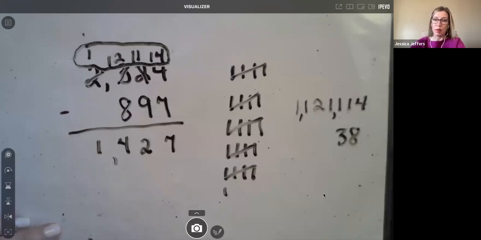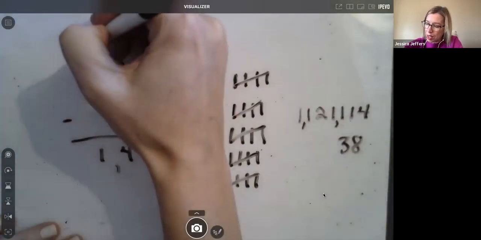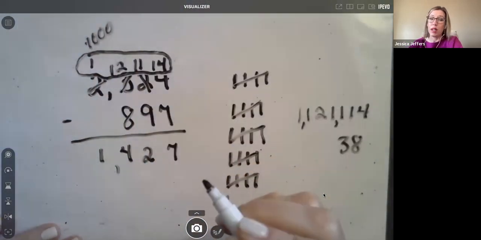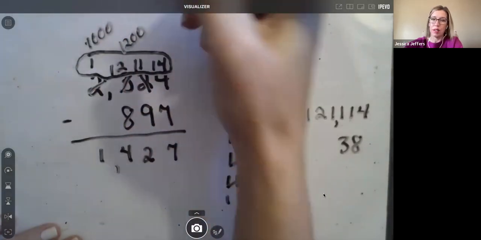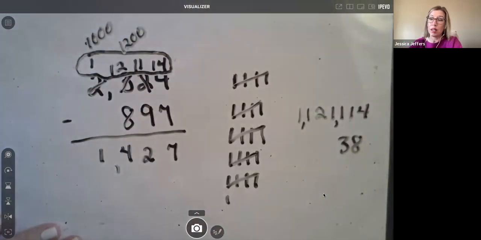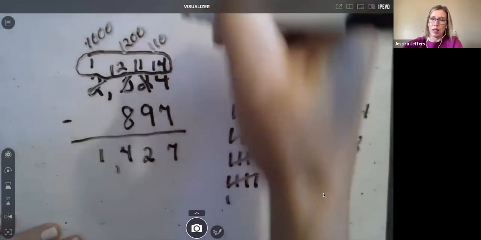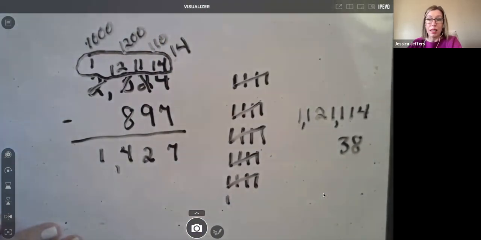And so this 1 is not really a 1, as we said earlier, right? It is a 1,000. And the 12 is not a 12, it is 12 hundreds. And the 11 is not an 11, it's 11 tens. And the 14 is a 14. And if we add that together, we should end up, right, with 2,324, which was our original amount.